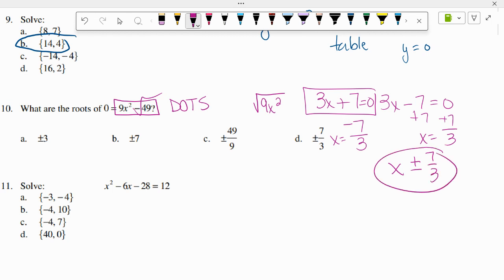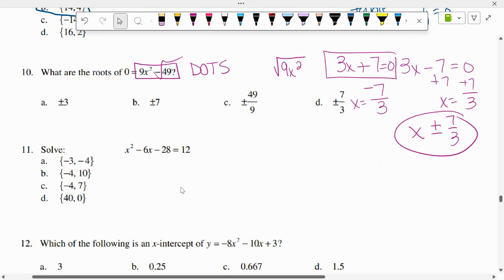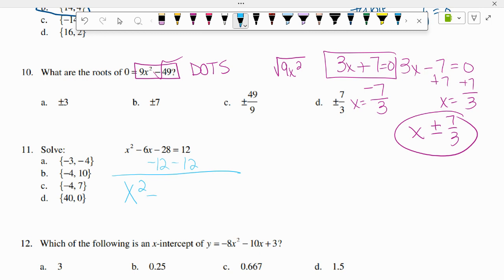Plus or minus 7/3. How are we going to solve number 11? Because you cannot put this into your calculator. It's not set equal to 0. How are you going to solve this? What do you have to do first? If you want to use your calculator, what do you have to do first? You have to subtract 12 from both sides. Set it equal to 0. So x squared minus 6x minus 40 equals 0. Then you can put it in your calculator and solve.